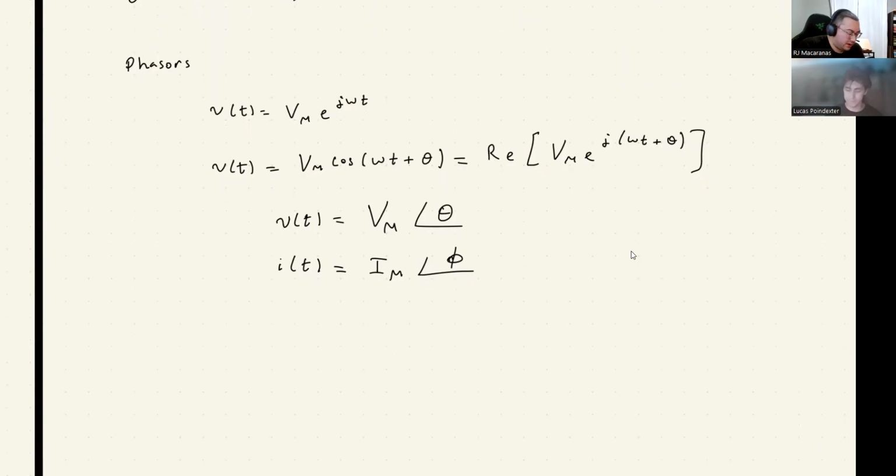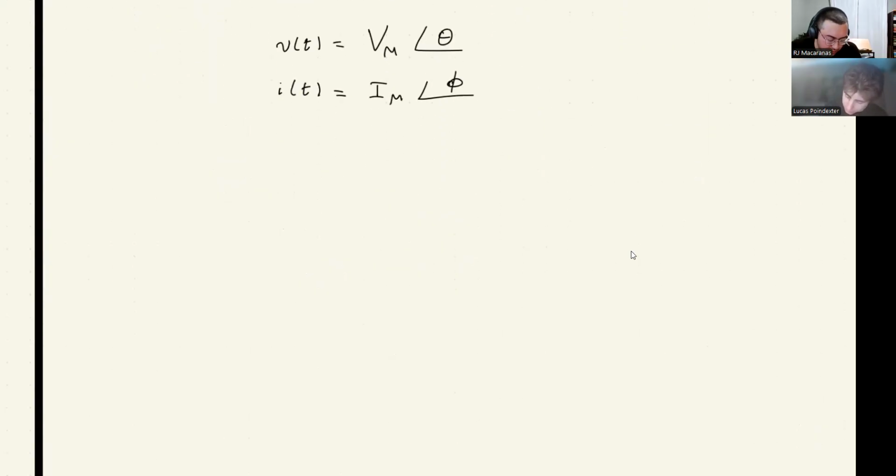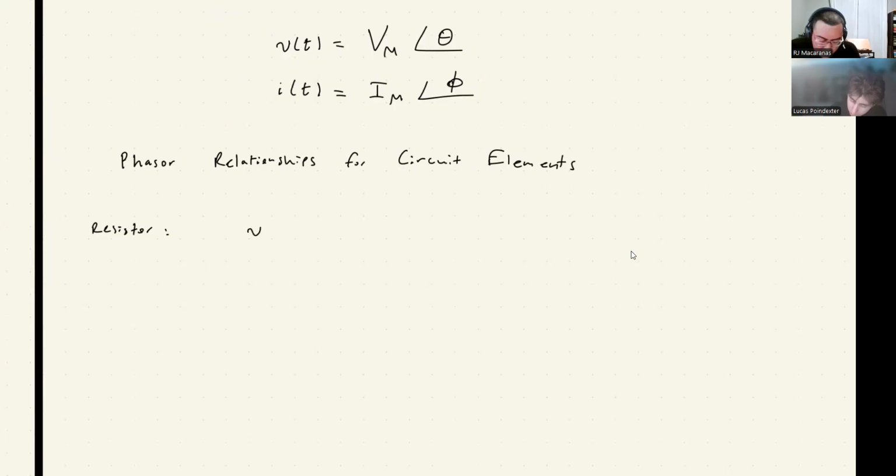All right, on that note, let's take a look at resistors. So I'm just going to label this section as phasor relationships for circuit elements. So first we consider the resistor. By Ohm's law, we know that V of t is equal to R times I of t.